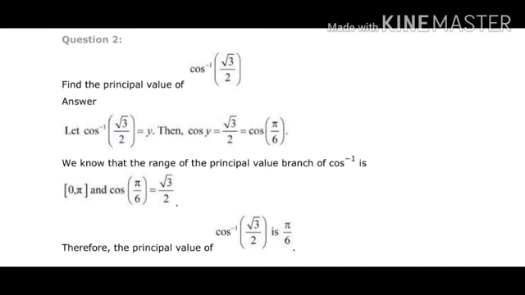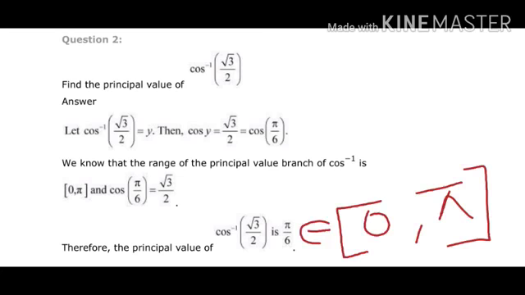Now we'll solve question number 2. Find the principal value of cos inverse root 3 by 2. Let cos inverse root 3 by 2 be y, and if we transfer the cos to the other side, we will get cos y is equal to root 3 by 2. So cos pi by 6, we know the value is root 3 by 2. We know another thing, that the principal value branch of cos inverse is 0 to pi, and cos pi by 6 is equal to root 3 by 2. So the principal value of cos inverse root 3 by 2 is pi by 6.